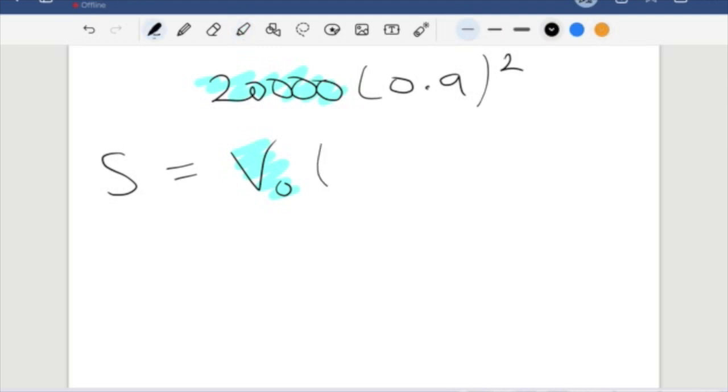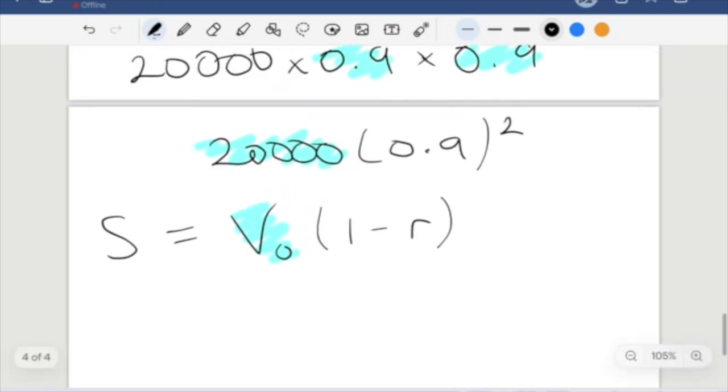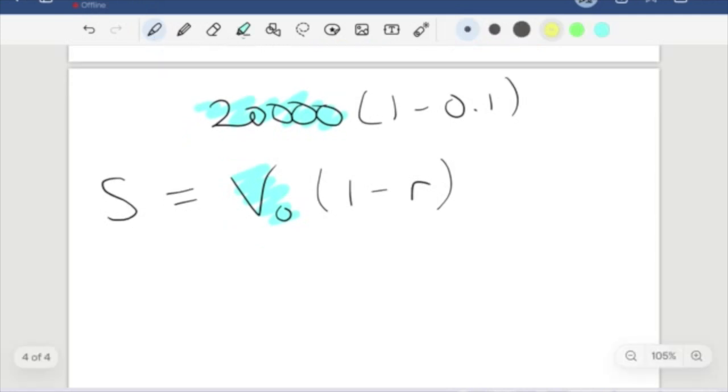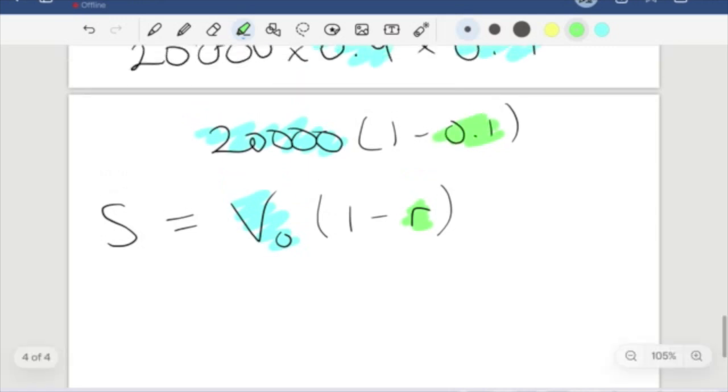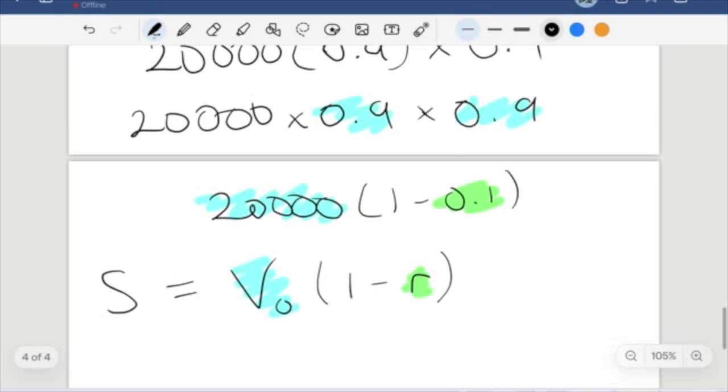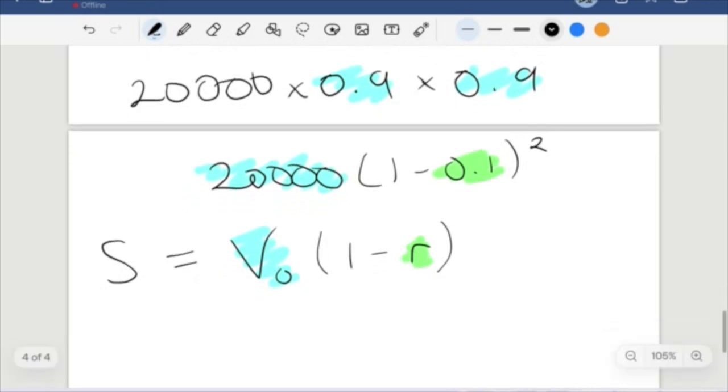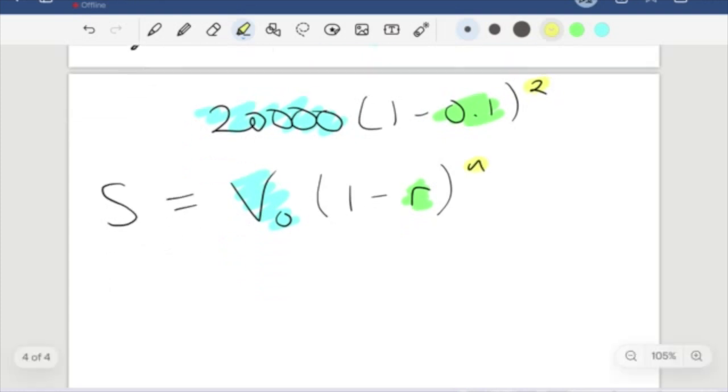And the next part of this formula is your 1 minus R. Remember we wrote 90% or 0.9 as 1 minus 10%, 0.1. So your R here is the rate that it drops. And we had this 2 here because we did this after 2 years. This is to the power of the number of time periods that have gone by. In this case, the amount of years that have gone by.